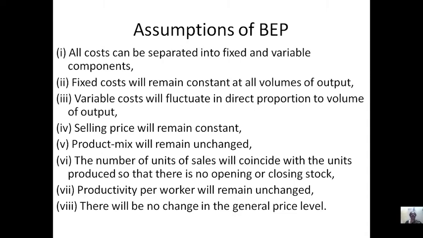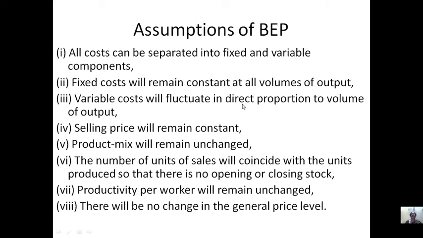Okay, and the next assumption is that variable costs must change according to the output. Variable costs change according to the output. Here is the limitation. Surely variable costs will change according to the output. It will change, but not necessarily in direct proportion.